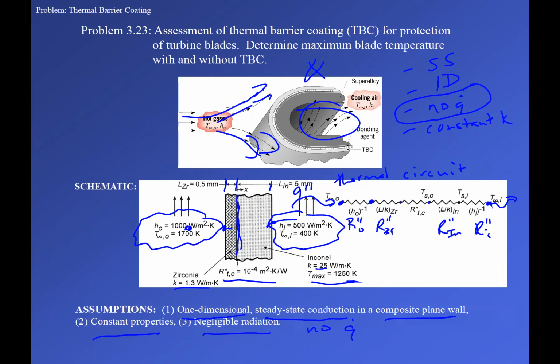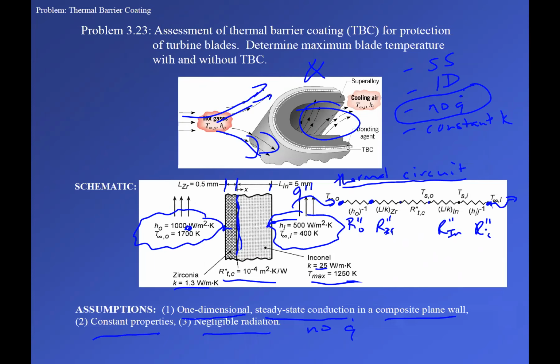So if that's the case, where do we start in this problem? We have our thermal circuit. So now it's just looking at our thermal circuit. How can we determine the blade temperature? And when they're talking about the blade temperature, they're talking about the superalloy, the Inconel. Any ideas?